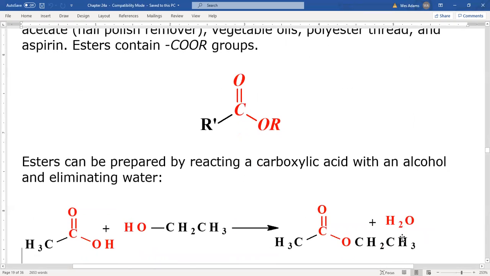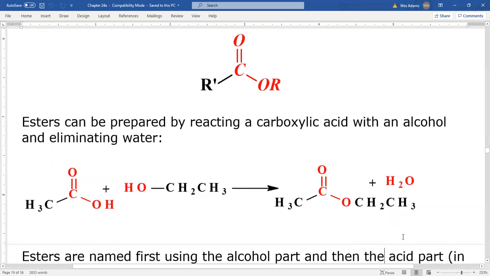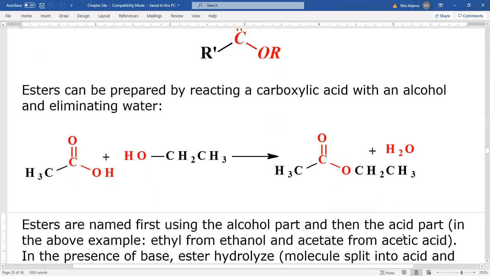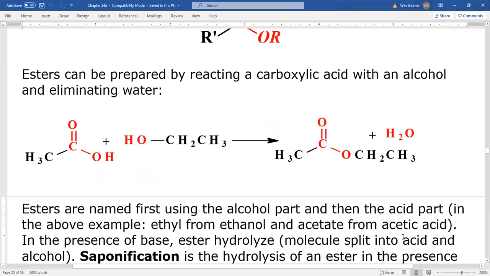Esters are usually prepared by reacting a carboxylic acid and an alcohol, eliminating the equivalent of a water between them. So the R group attached to the O directly is the R group from the alcohol, whereas the R group on the carboxylic acid stays attached to the carbonyl side. Esters are usually named by giving the alcohol part first and then the acid part. For example, you've got ethyl from ethanol and acetate from acetic acid, so you would name that one ethyl acetate.